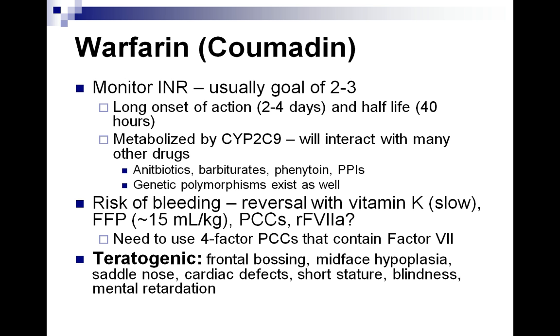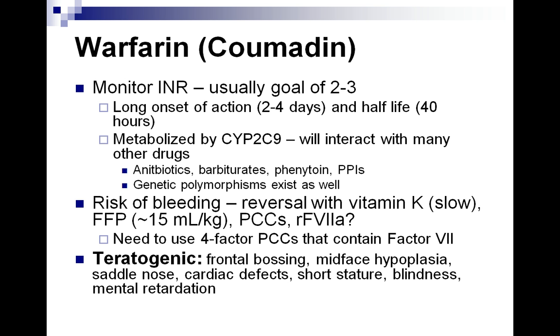To make things more complicated, warfarin is metabolized by a cytochrome P450 family that interacts with many other drugs, including antibiotics and barbiturates, phenytoin, PPIs, and patients can have genetic polymorphisms. So really, every patient on Coumadin needs to go to Coumadin clinic and have their blood drawn regularly at first to ensure that they're getting the proper dose in order to be in the target INR range.